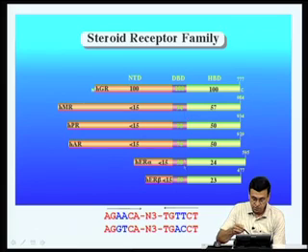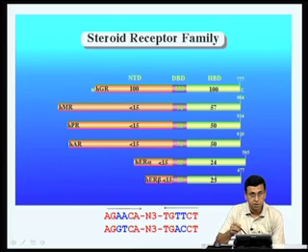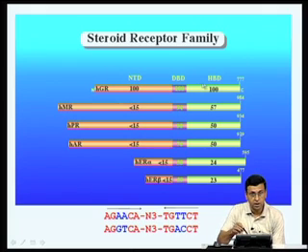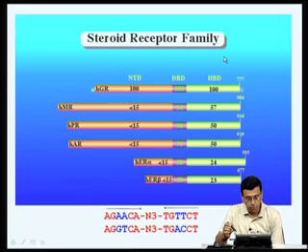and you can see there is a very high degree of homology in the DNA binding domain of such receptors, whereas in the ligand binding domain the homology is not that much because they bind different ligands. But they all share certain common characteristic features, and these members together constitute the steroid receptor superfamily, which again comes under the nuclear receptor superfamily.